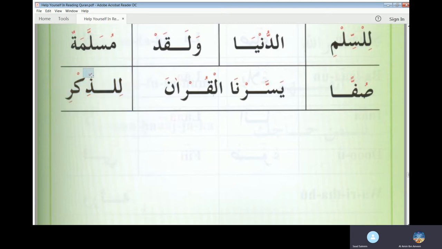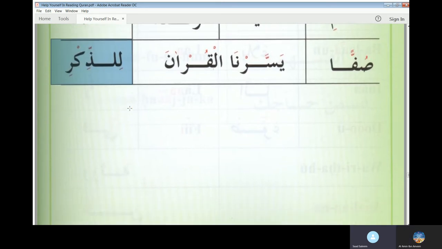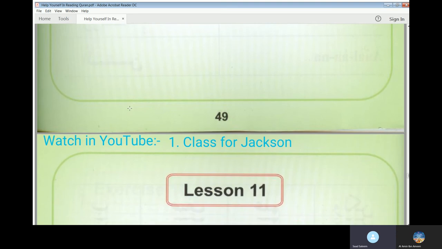Look, we have a shadda, so we have to join the zal with the previous vowel. So we'll join this with this vowel. Liz zikri. Second lam, inshallah. Okay.